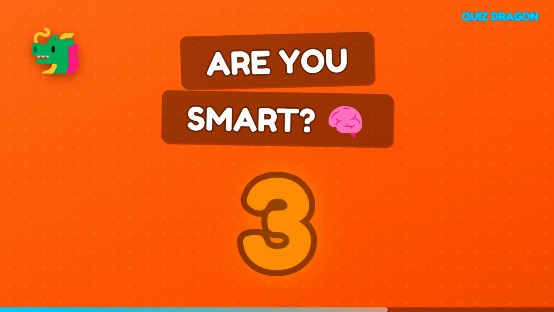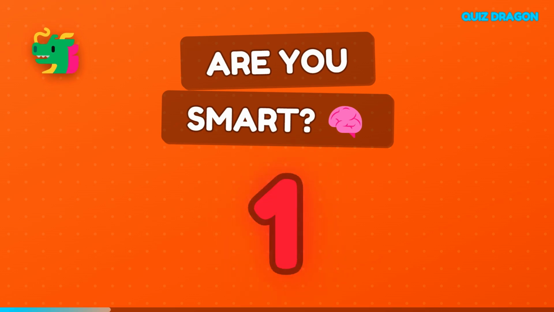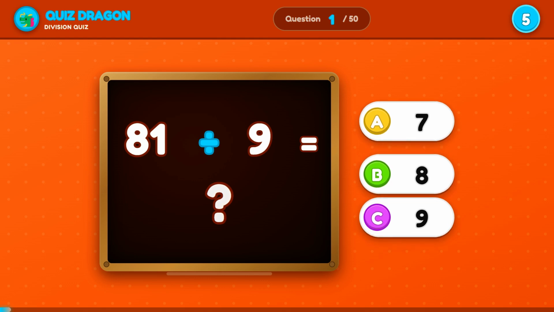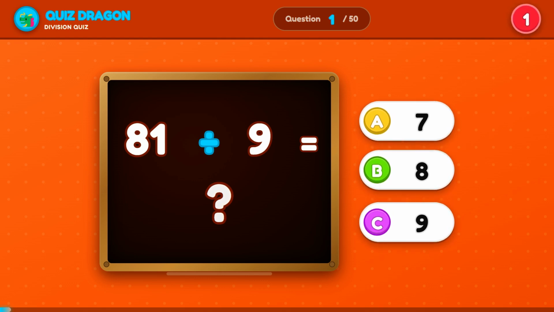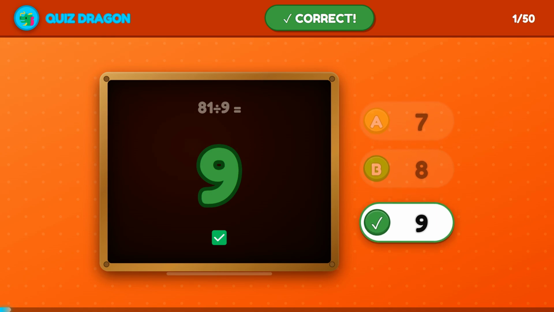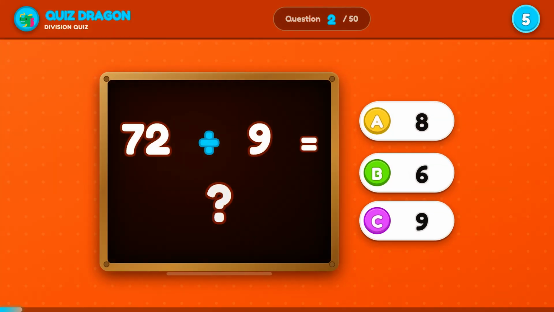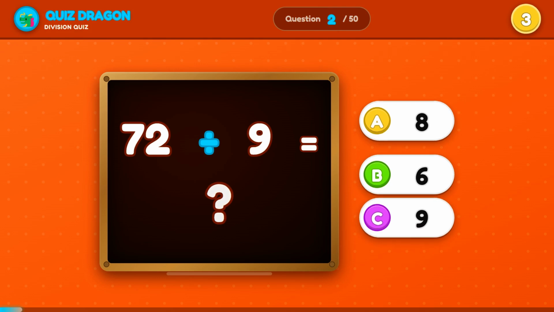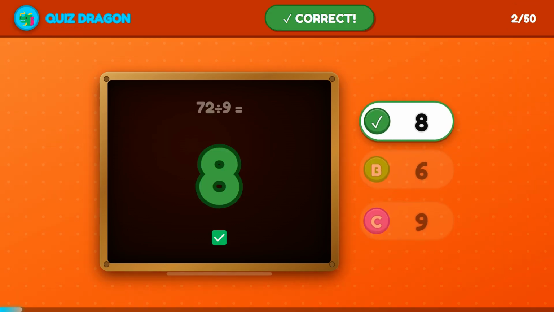Prove it. Starting now. Question 1. What is 81 divided by 9? The correct answer is C, 9. Question 2. What is 72 divided by 9? The correct answer is A, 8.